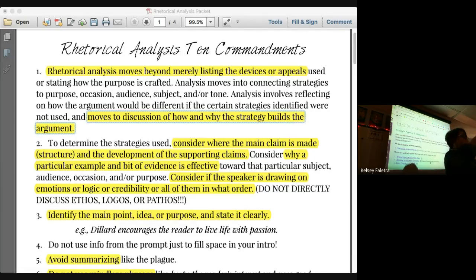Rhetorical analysis, 10 commandments. Okay. Again, we've gone over this. This is me trying to refresh your memory, right? We're reviewing before the test, right?